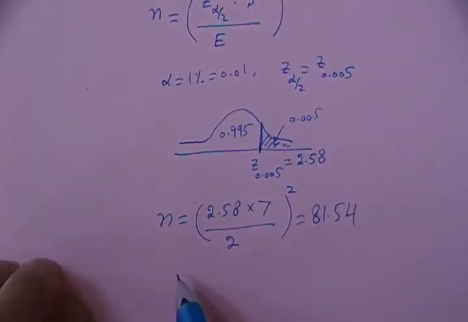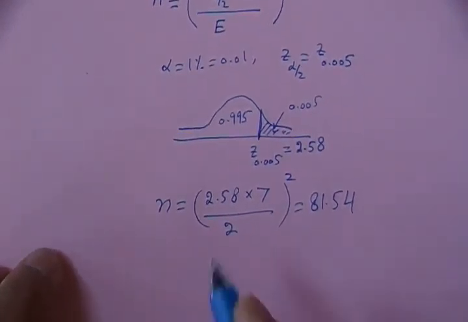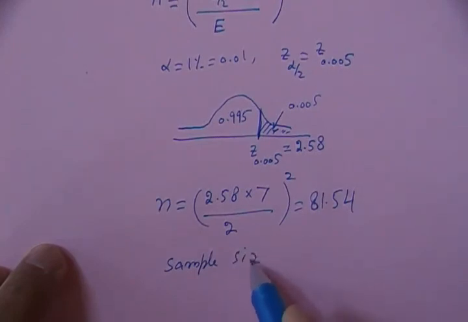approximately. This is the n value, but as we know, n as a sample size should be a whole number, so we always round it up. Therefore in this problem our sample size is equal to 82.